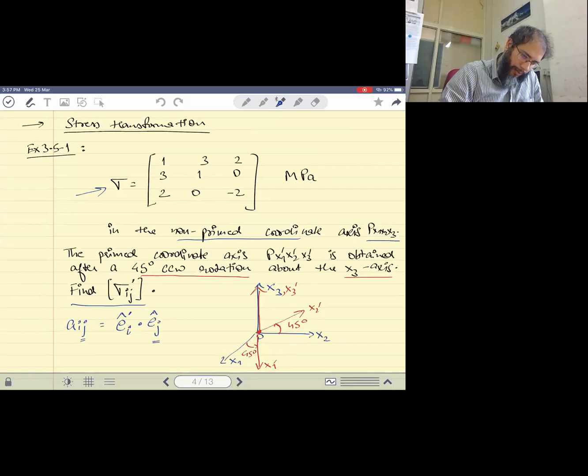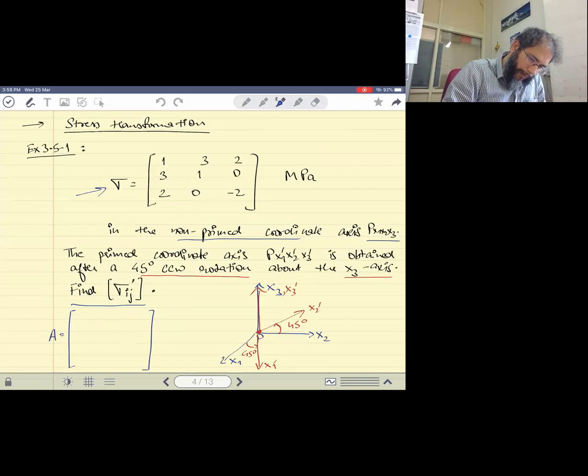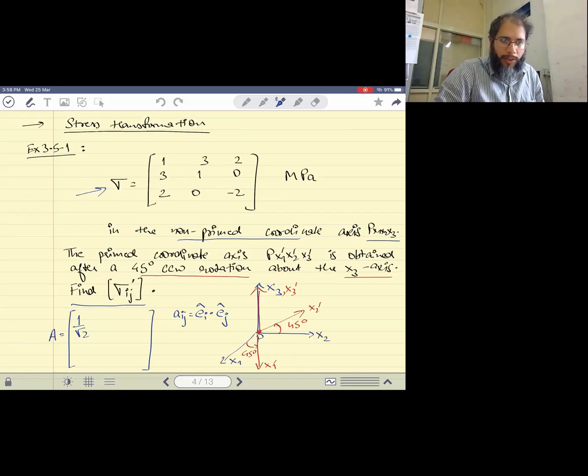So let's try to write that here. It just becomes easier because we already have the coordinate system in front of us. So what's A11? A11 is a dot product between x1 prime and x1. That is this one and this one. We can see that the direction cosine, or the cos of the angle between these two, is cos 45 degrees, which is 1 by root 2.